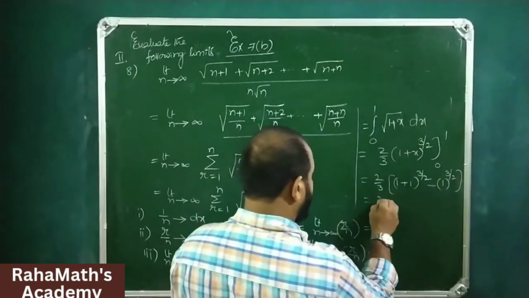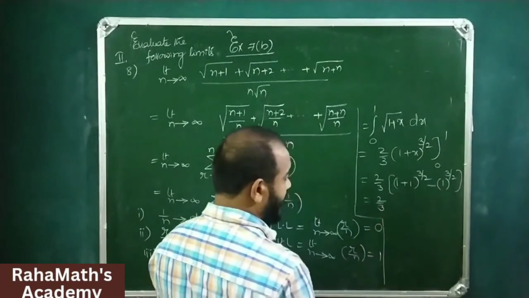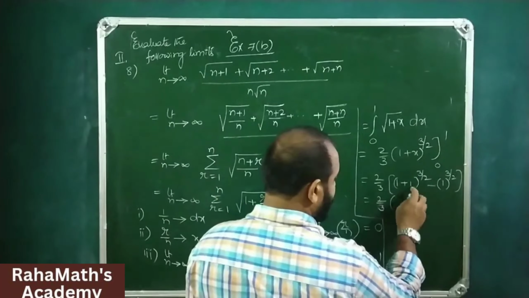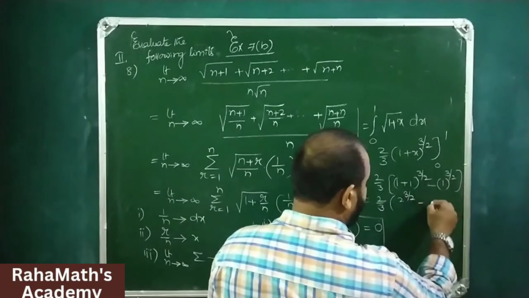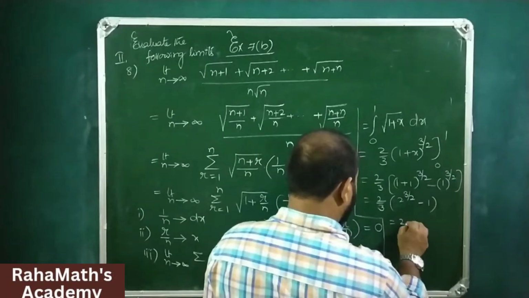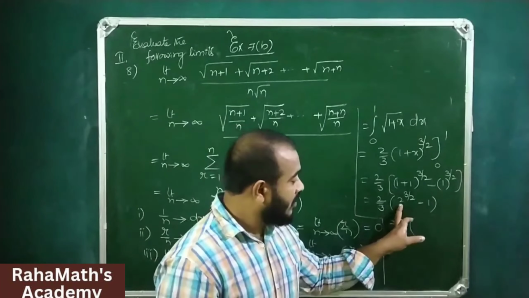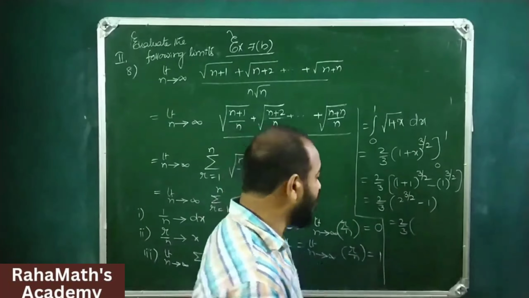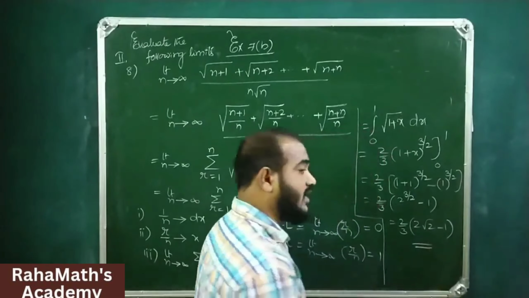This is equal to 2 by 3, 1 plus 1 is 2, 2 power 3 by 2 minus 1 power something is 1. So 2 by 3 into 2 power 3 by 2, which is 2 power 2 into 2 power 1 by 2. So 2 root 2 minus 1. So this is the answer.